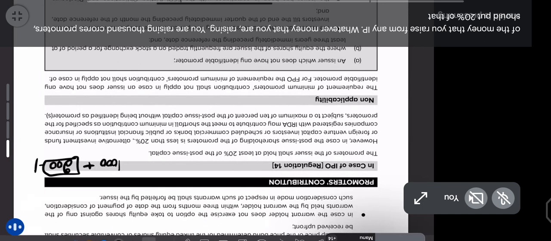Promoter should put 20% of that personal. That is called promoter's contribution. So if you're trying to raise 1,000 crores, 20% comes from promoter, and this promoter's contribution is locked in for 3 years. That's also an important point to remember.